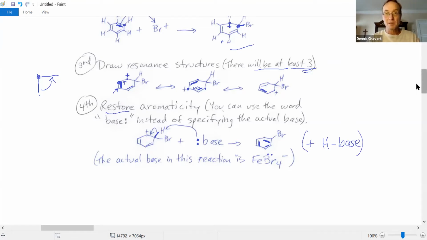Let's use this mechanism to try and understand why some groups are ortho para-directing, whereas others are meta-directing. Also, in the same mechanistic explanation, we get a sense of why some are activating and some are deactivating, right? Because those are the two things that directing groups do. They influence the rate of the reaction, and they also determine the position of the incoming group. They control regiochemistry. Regio sounds like region, so the location of where groups go.